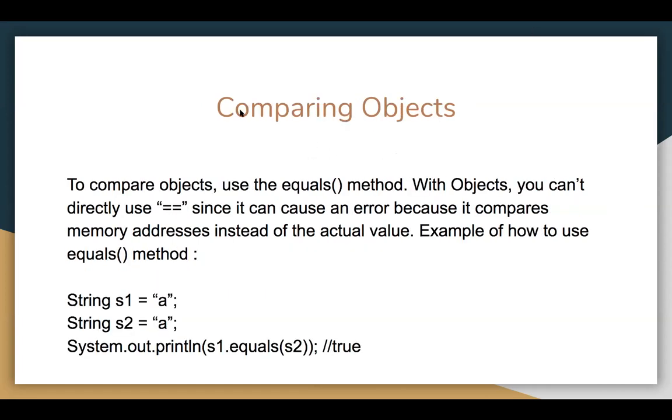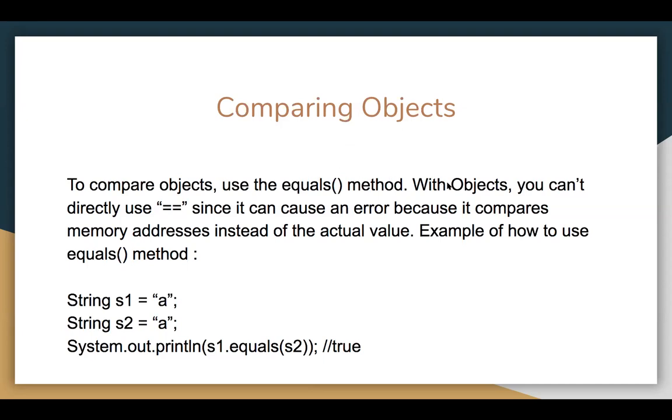Comparing objects. We learned about Boolean comparison, but now we're going to talk about comparing objects. To compare objects, you use the equals method. The equals method is already built into Java, so you don't have to personally implement it unless you had to, which I think I'm going to go over.